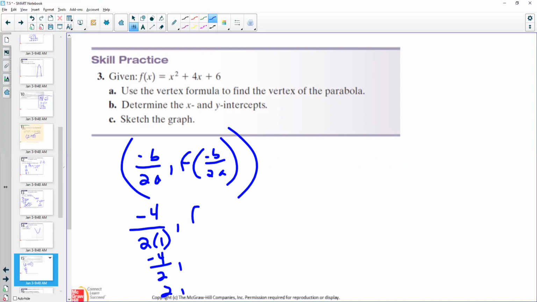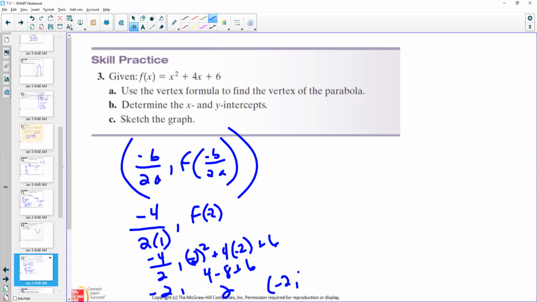F of negative 2 is going to be negative 2 squared plus 4 times negative 2 plus 6. So that's 4 minus 8 plus 6, which is 10 minus 8, which is 2. All right, so my vertex is at negative 2, 2.